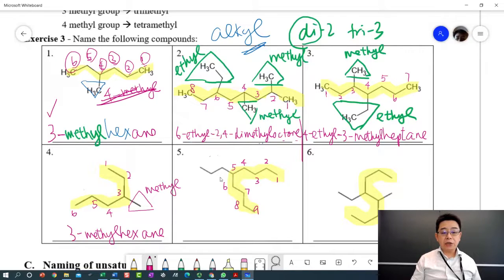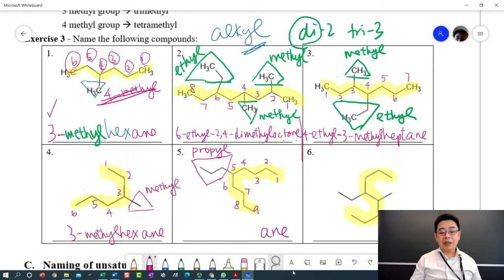So where is the side chain? What is that? Okay, 3 carbons: 1, 2, 3. Three carbons is propyl, P-R-O-P-Y-L, a propyl group, an alkyl group. And then the name, A-N-E.